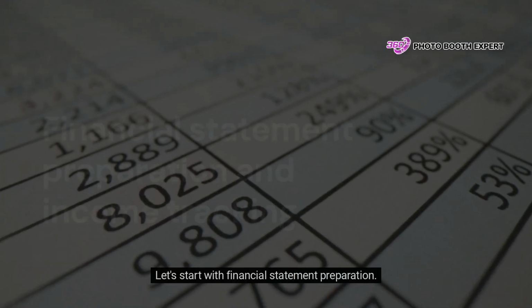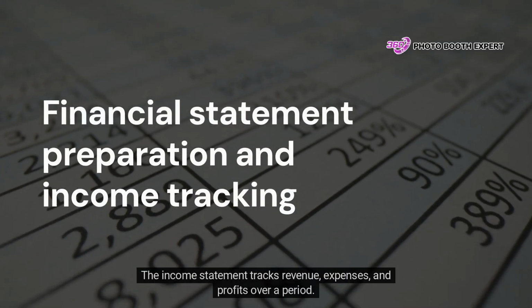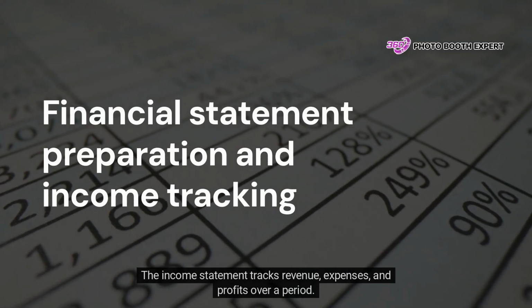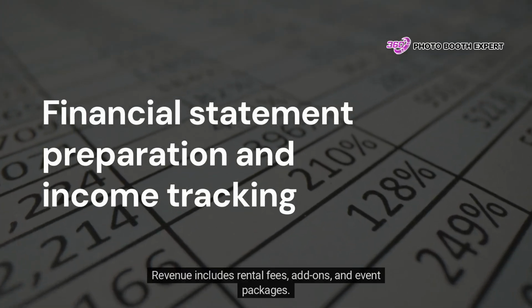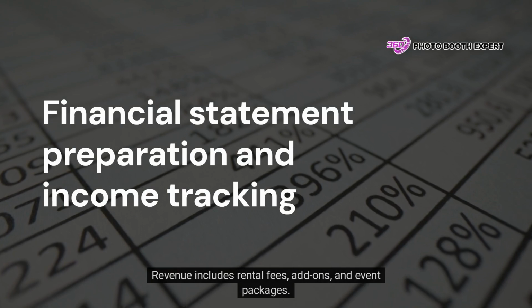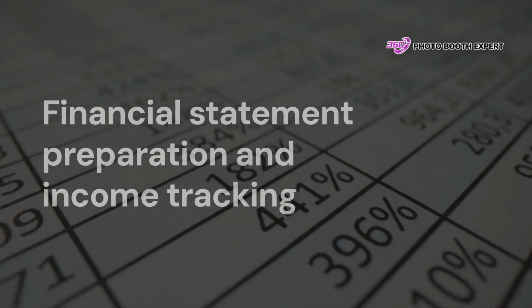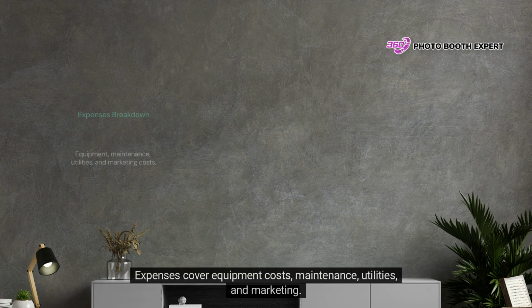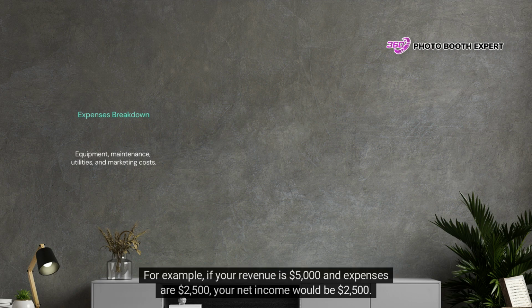Let's start with financial statement preparation. The income statement tracks revenue, expenses, and profits over a period. Revenue includes rental fees, add-ons, and event packages. Expenses cover equipment costs, maintenance, utilities, and marketing. For example, if your revenue is $5,000 and expenses are $2,500, your net income would be $2,500.